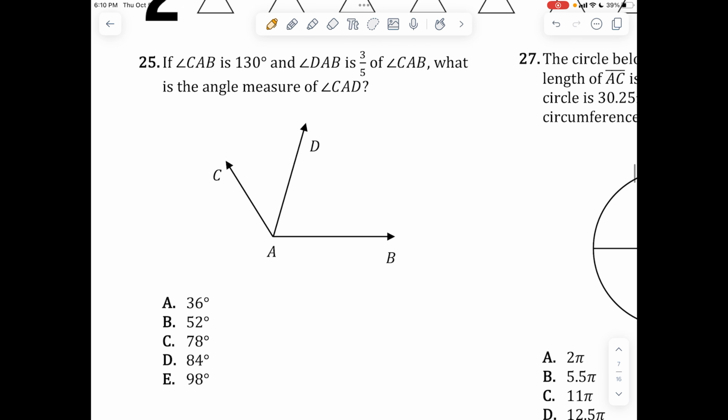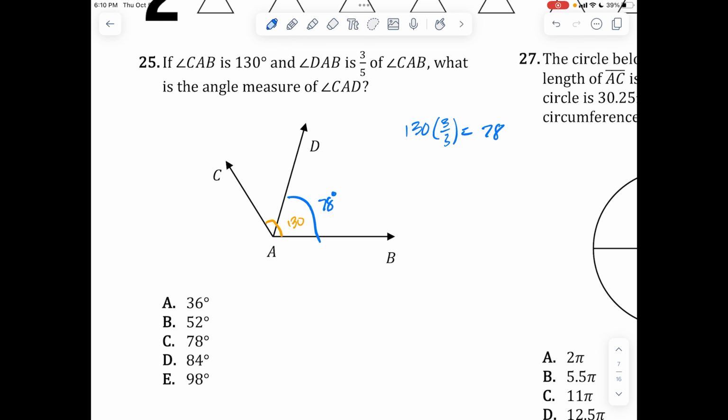If CAB is 130 degrees and DAB is 3/5 of CAB, what is the angle measure of CAD? Okay, there's a lot of things going on. So CAB is 130. Then I'll do a different color. And DAB is 3/5 of CAB. So DAB is 3/5 of CAB. What's CAB? 130. So let's do 130 times 3/5. What does that give us? Open up my calculator. 130 times 0.6, 78 degrees.